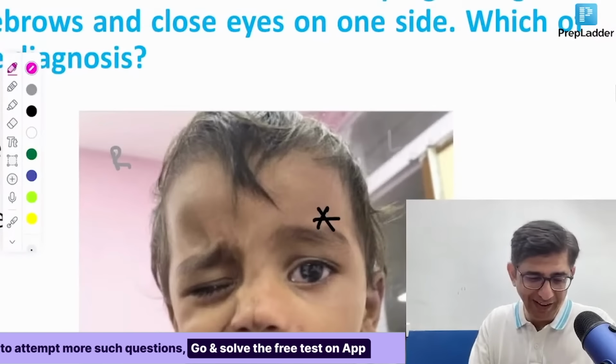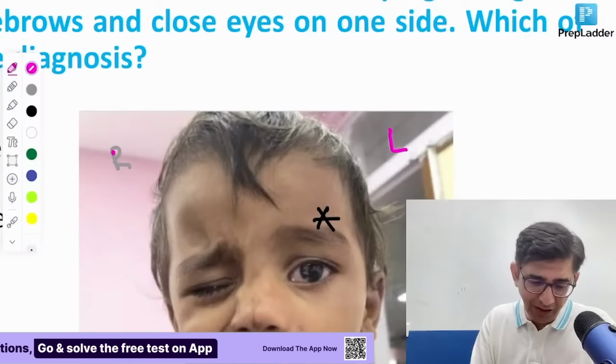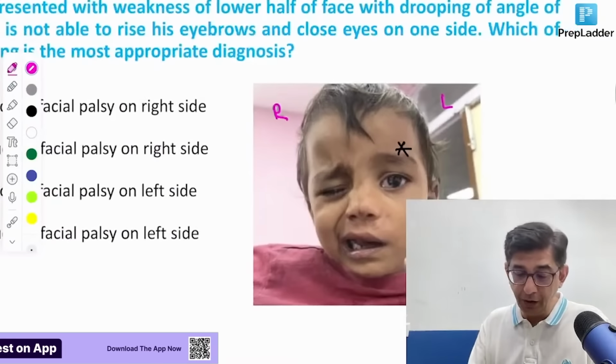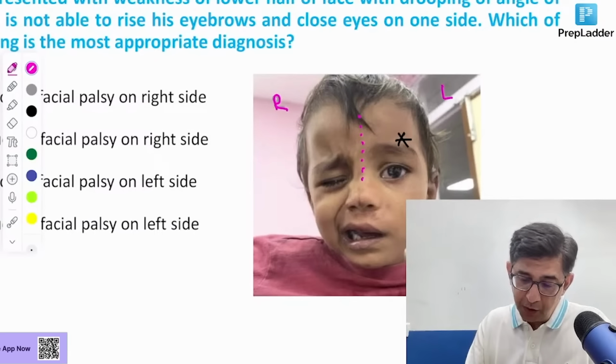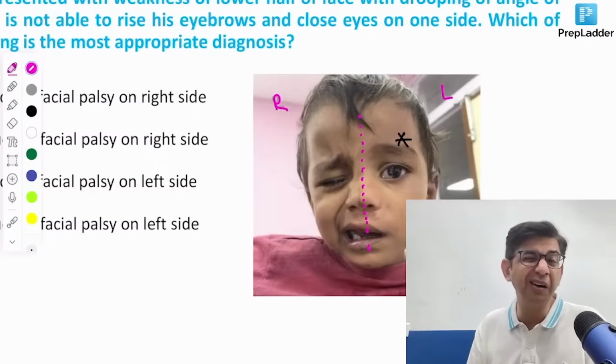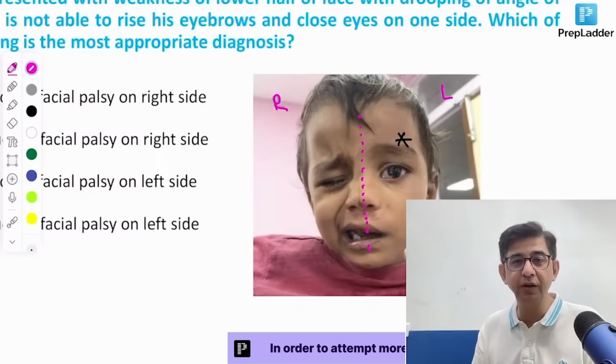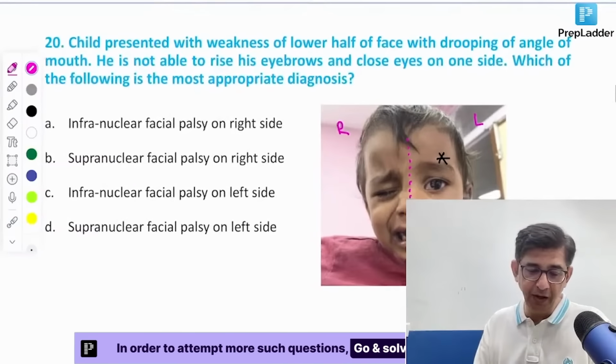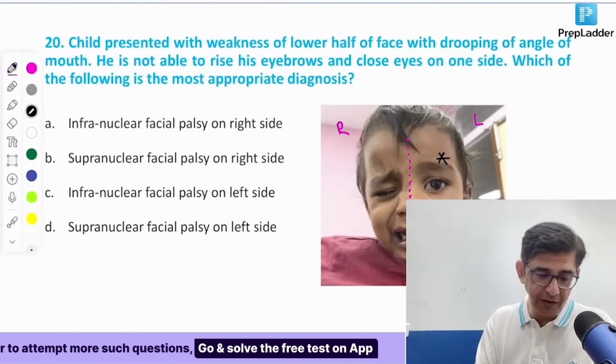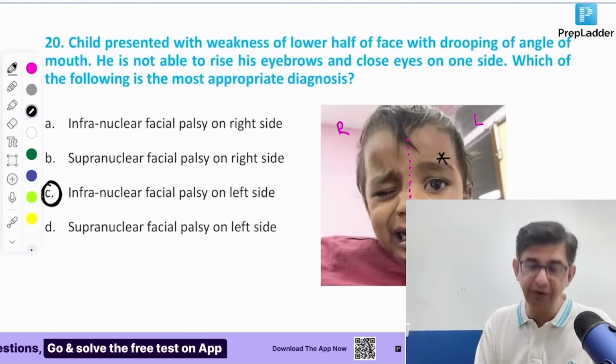चलो देखो, कोई भी इमेज होता तो उल्टा होता ना, left and right. Right of this patient is normal, तभी तो आंख बंद कर रहा है गाइस। आंख बंद कर रहा है मतलब नॉर्मल है, and he is not able to close the eye of the other side, so it is left sided. It is an infranuclear palsy on the left hand side.